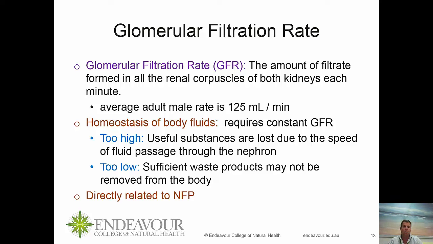And if we work that out, it turns out that in a normal adult male of middle age and normal weight, it's about 125 mils per minute. Now this tells us kidney function. So when you come to look at people's blood work and they're assessing kidney function, you'll see that they calculate out GFR.